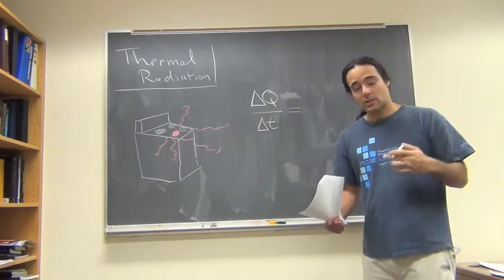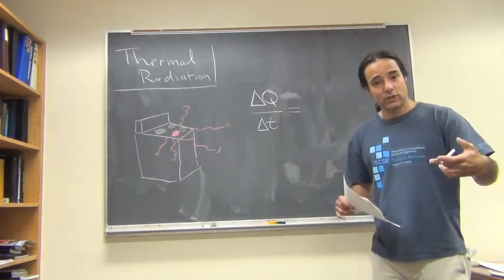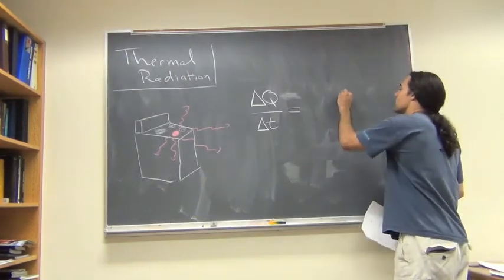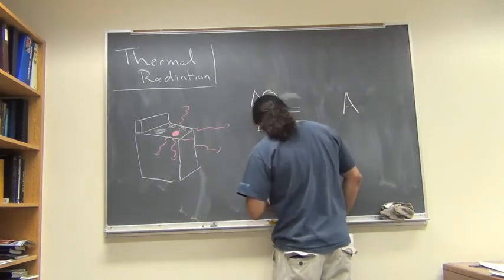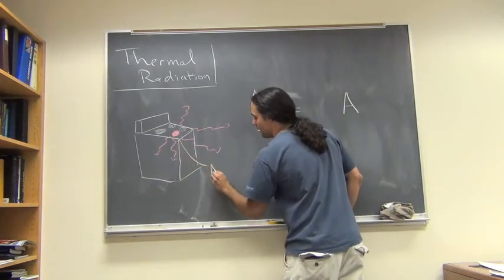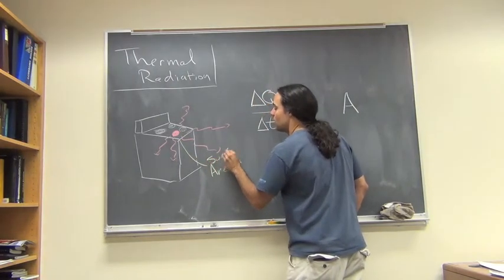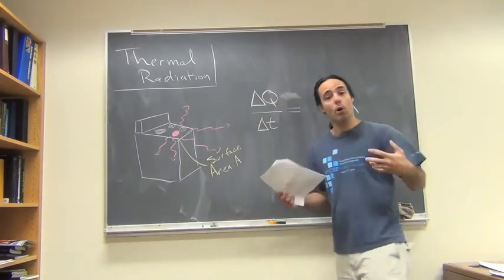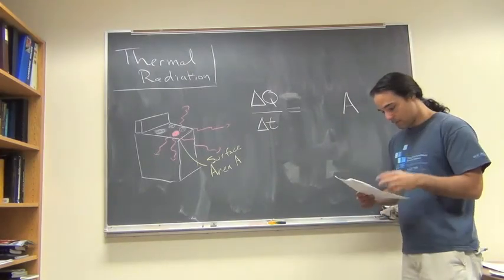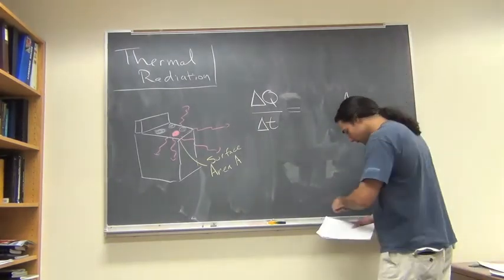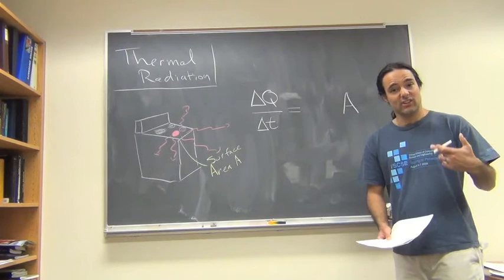Well, also much like thermal conductivity, it's going to depend on how much area that radiation has to come out. So it's going to depend on the area. A is the area, specifically the surface area of the hot object. If it has more surface area, there's more spots for light to come out. It's also obviously going to depend on what temperature that object is at.